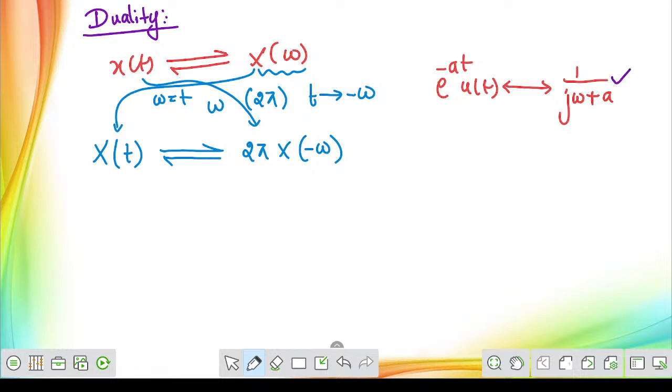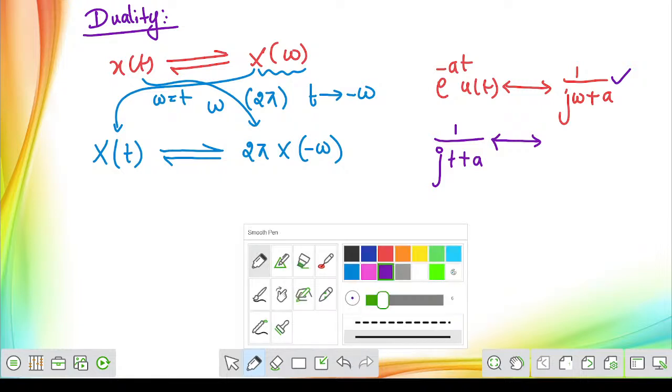Rather than giving this one directly, in the examination what they will do is ask you to find the Fourier transform of 1 upon jt plus a. What will be the corresponding Fourier transform of 1 upon jt plus a? The moment you observe this, most of you feel it is too difficult. We cannot find the Fourier transform for such a signal, it is not at all possible, so you will definitely skip this question. Don't do that. I will tell you.